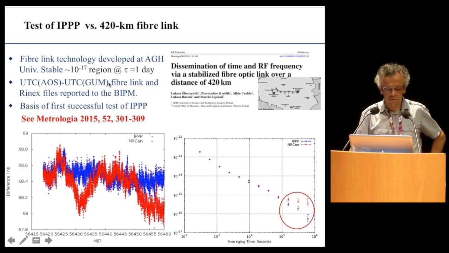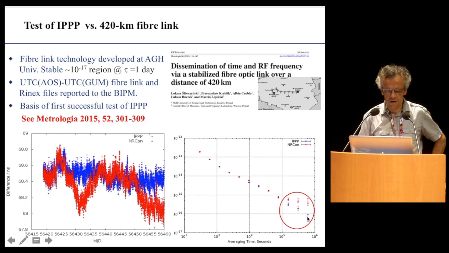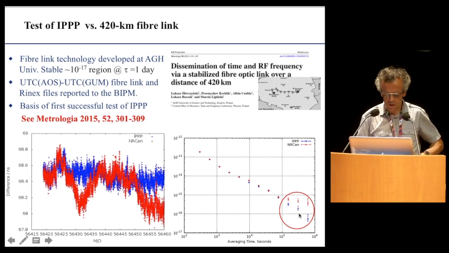When you compare on this link the classical PPP solution, which is here in red, you have a total scale of about 1 nanosecond here. And the IPPP, which is in blue, you can see that the stability of IPPP is much better, and this turns to frequency instability in the 10⁻¹⁶ level at about 3-4 days averaging.